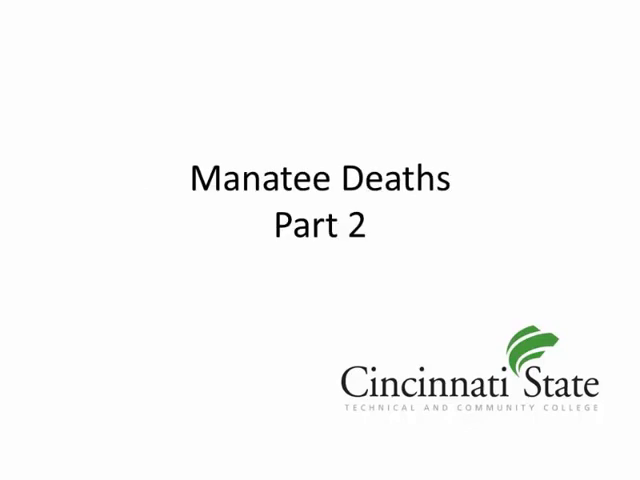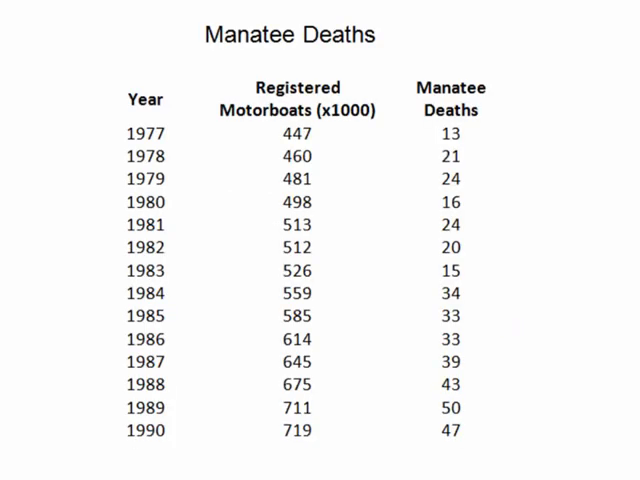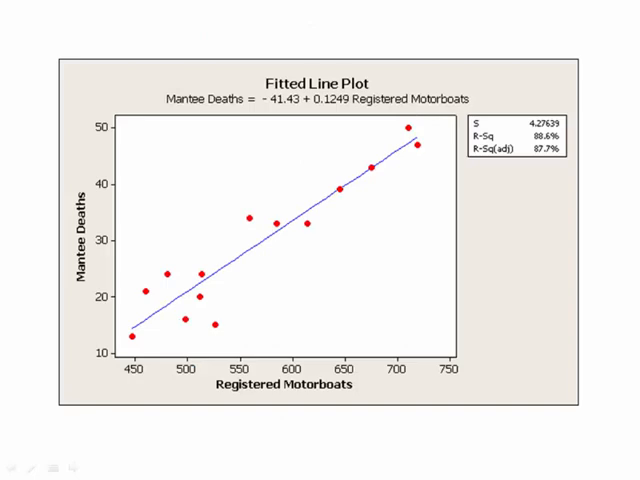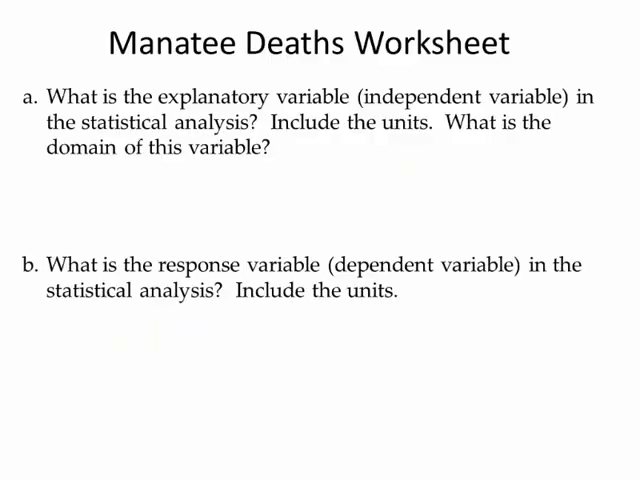In this video, we are going to complete the Manatee's death worksheet. If you recall in the previous video, we looked at the relationship between the number of registered motorboats and manatee deaths. We also constructed a scatter plot, we computed the value of R, and we computed the line of best fit, sometimes called the least squares regression line, to model this bivariate data. So let's begin with the worksheet.